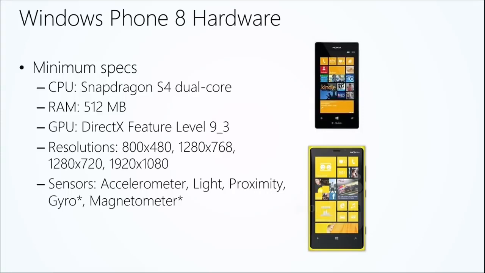And then sensor-wise, if your game makes use of sensors, we have the standards: accelerometer, light, proximity. Some phones have gyrometers, magnetometers, which are just compasses. It depends on the platform. And if you're going to target any of that, just make sure that you're using robust coding so that your game doesn't crash if the device doesn't have that sensor.